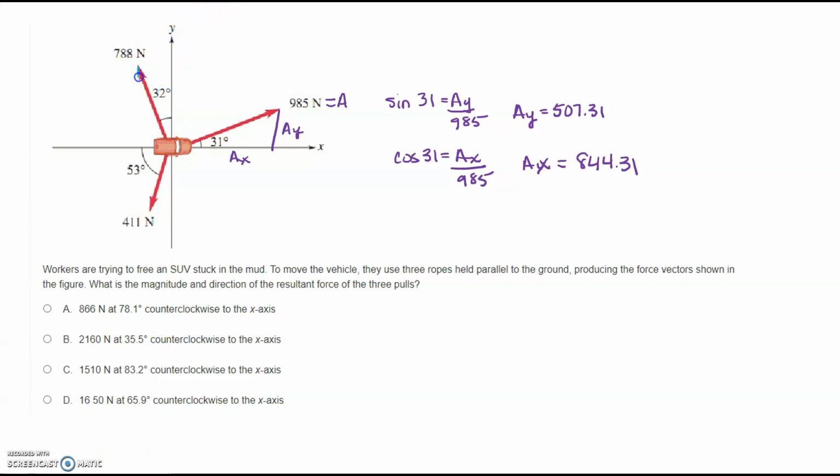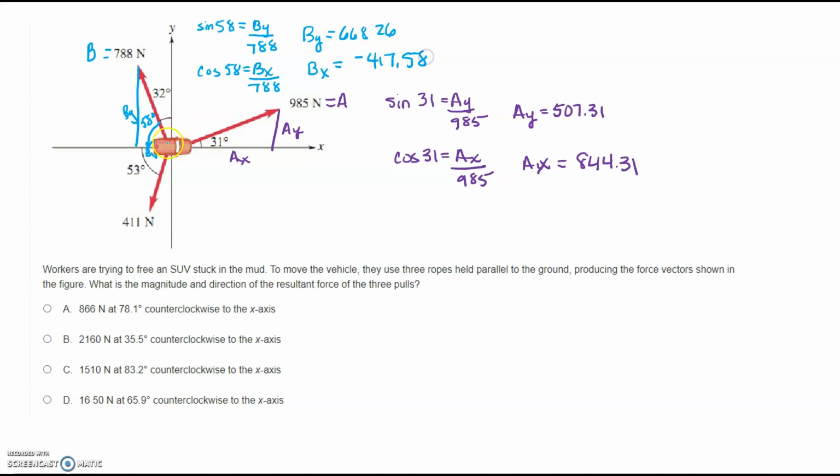Here, I made this force B, and I found this angle, that's 58 degrees. So I have BY here, and I have BX here. So we have the sine of 58 equals BY over 788, and the cosine of 58 equals BX over 788. BY came out to be 668.26. BX came out to be -417.58, and it's negative because of the direction that it's in. It's in the negative X direction.